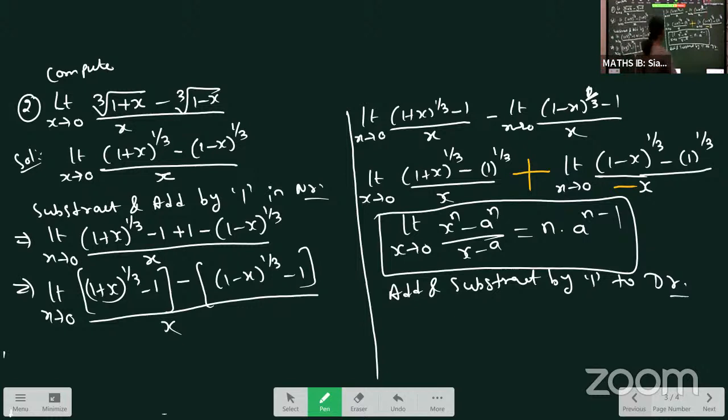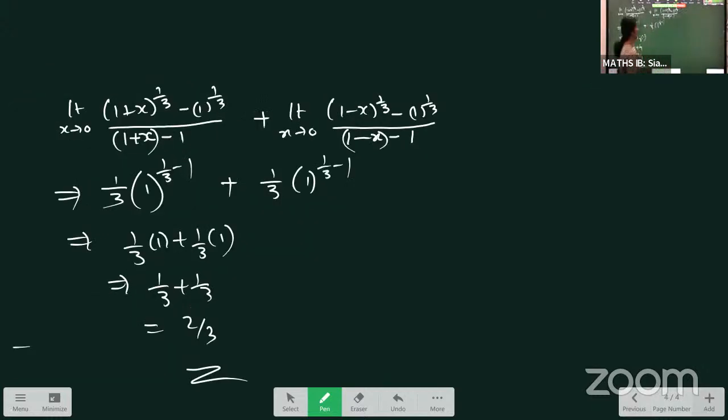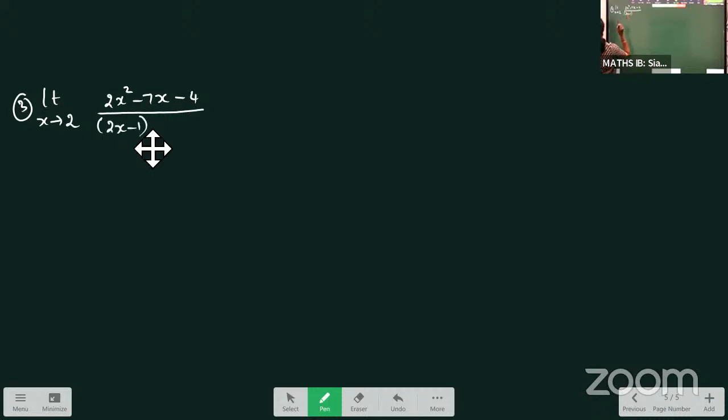Limit x tends to 2. Another question of a different format. Limit x tends to 2, (2x square minus 7x minus 4) by (2x minus 1) into root x minus 2.